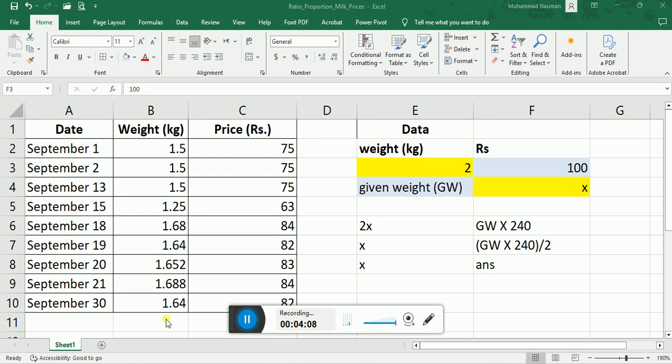So viewers, this method is called the cross multiplication method of ratio and proportion. It's very useful for solving price, distance, quantities, etc., problems like this in daily life. I have also prepared an Excel sheet with solved examples for different dates and quantities of milk. You can use it for practice to understand ratio and proportion more clearly.